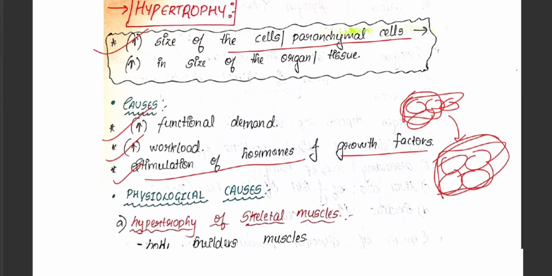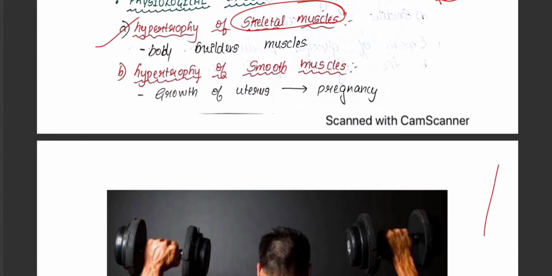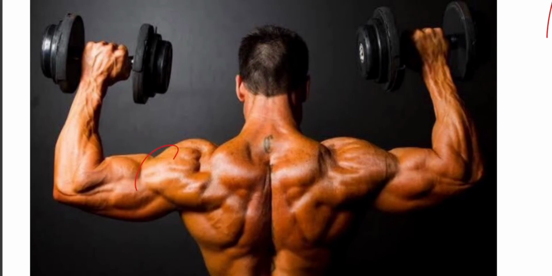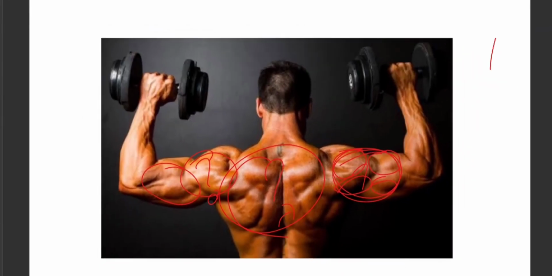Moving on to the physiological causes. The best example is hypertrophy of the skeletal muscles, which you can mainly notice in bodybuilders. As you can see in this diagram, the size of the muscles has increased. This is nothing but hypertrophy. So why is there an increase in the size of the muscle? It's because of the increase in the size of the cells. So this is the best example of hypertrophy.